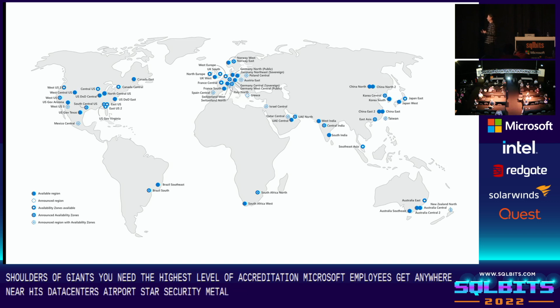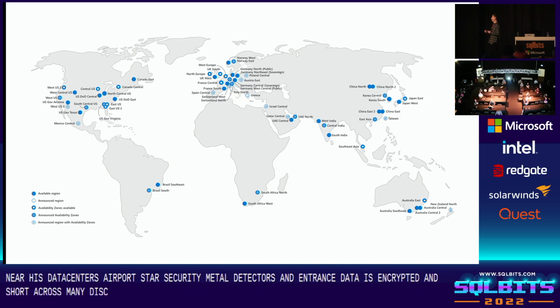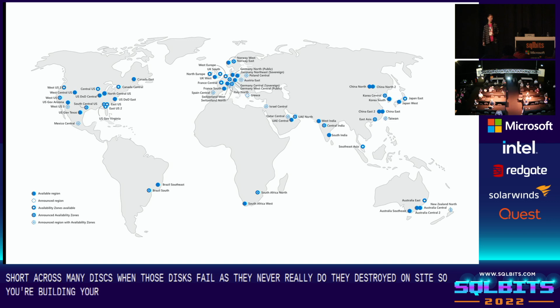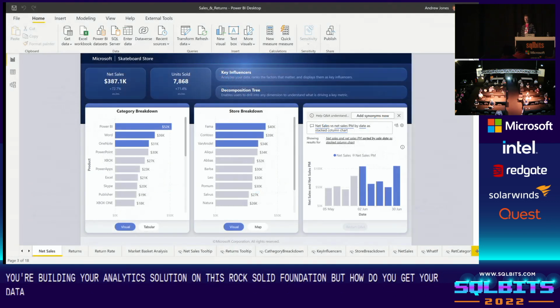metal detectors on entrance. Data is encrypted and sharded across many disks. When those disks fail, as they inevitably do, they're destroyed on site. So you're building your analytics solution on this rock-solid foundation. But how do you get your data up there? Very easily. Here's Power BI Desktop.